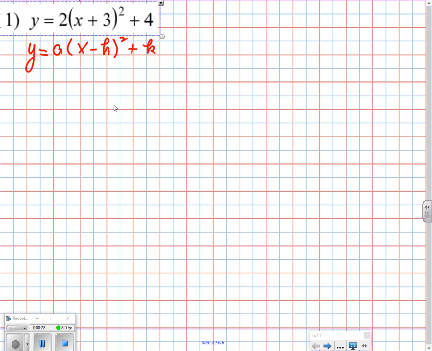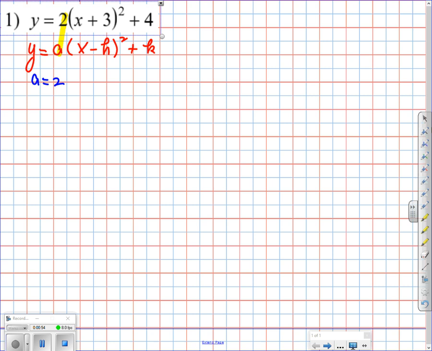Now, to graph this, you need to find out what the a value is. So if you look at the equation they give us, the vertex form of the equation, that tells me that a is equal to 2. So in this equation, a is equal to 2.